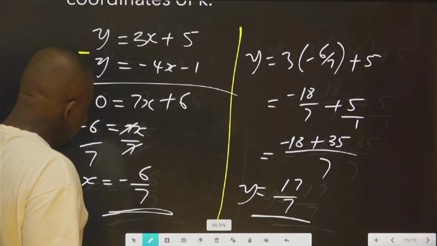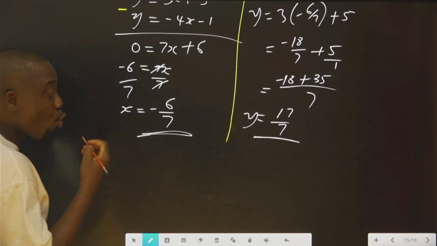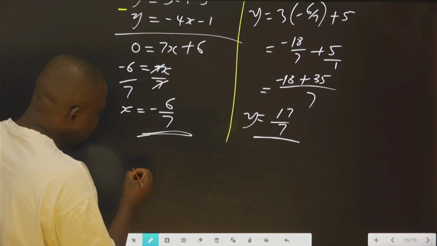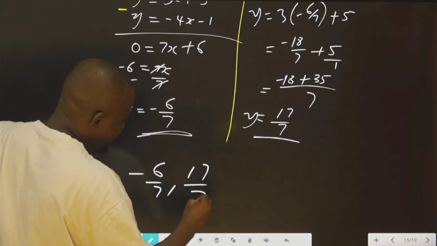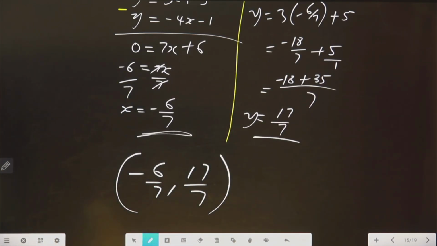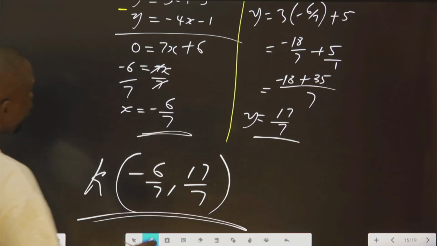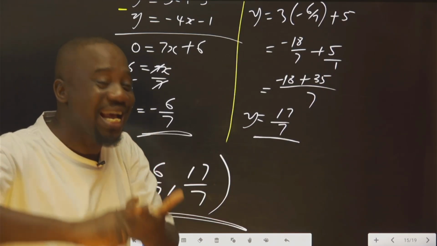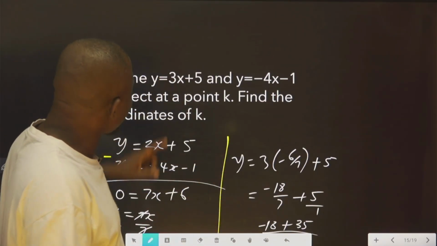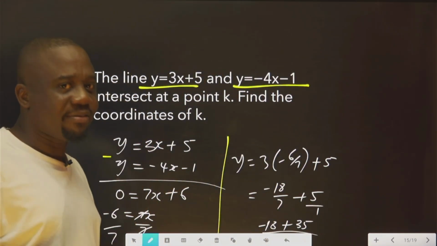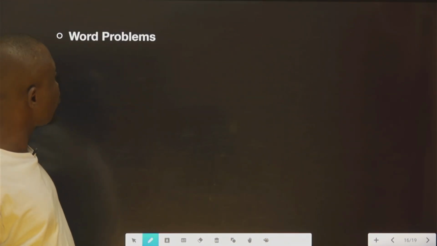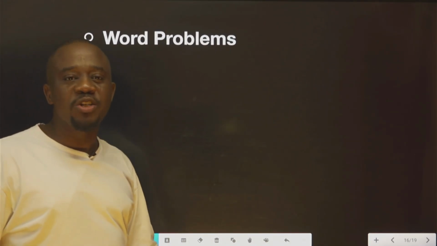So therefore, the coordinate at which they intersect is minus 6 over 7, 17 over 7. This is the point at which they intersect. That is the coordinate of K. This K coordinate is the point at which the two lines intersect, because as you can see, this is a linear graph. Okay?